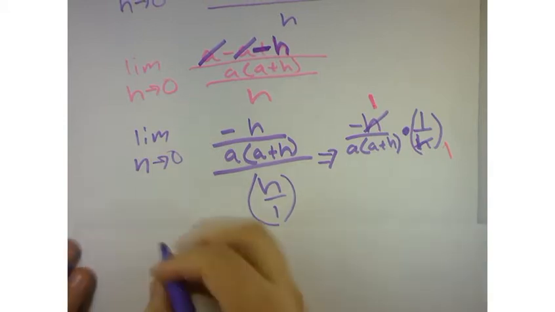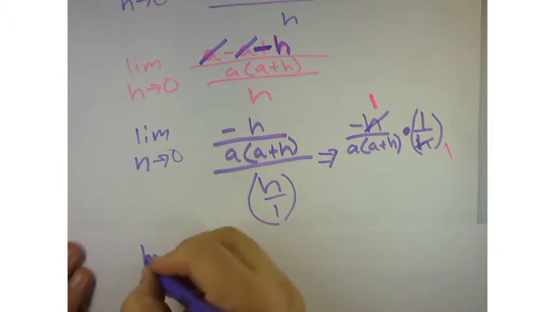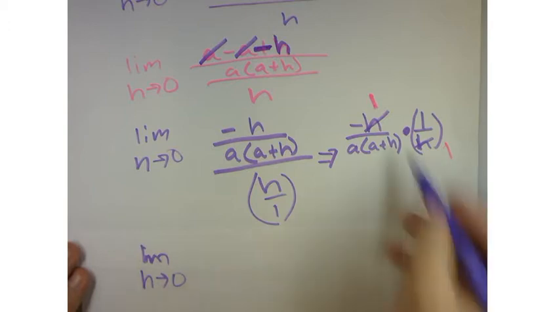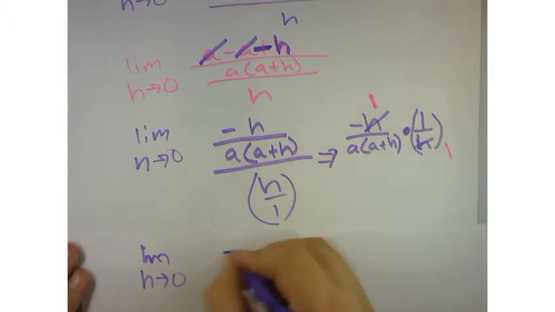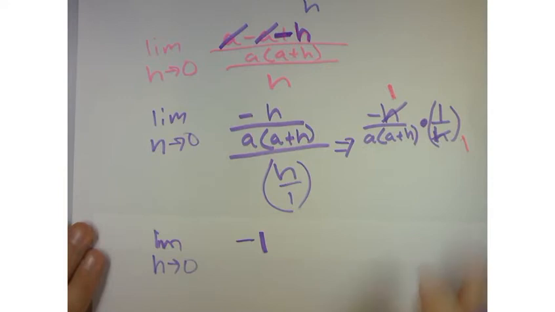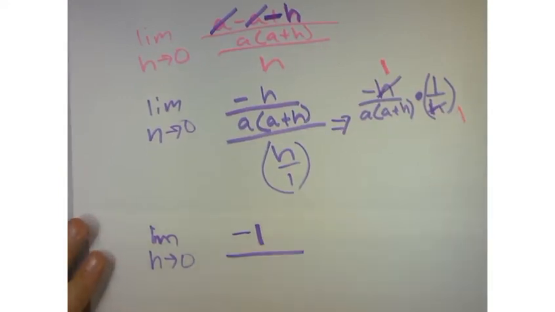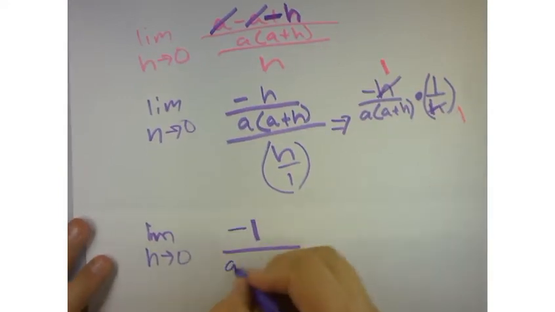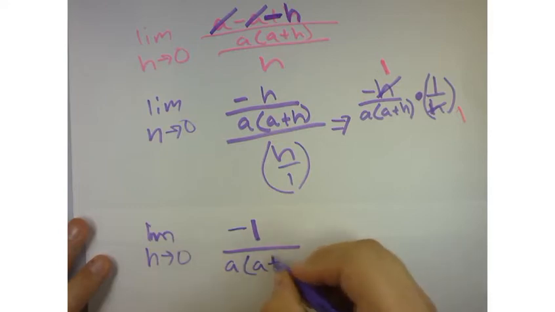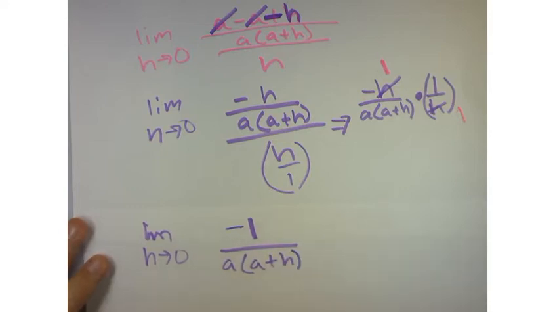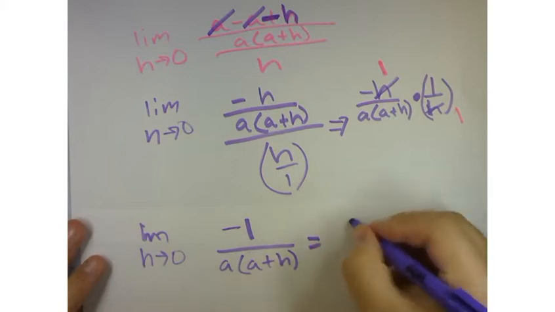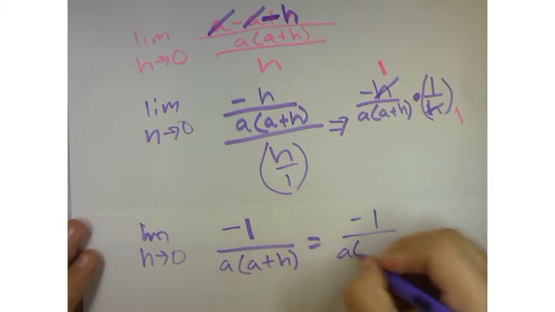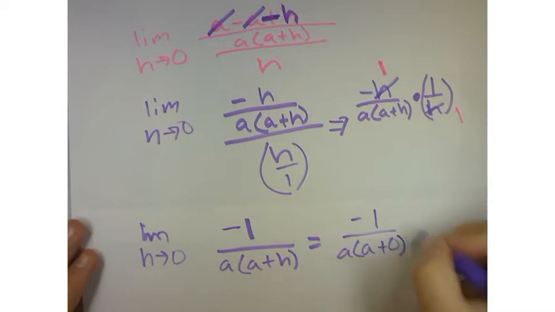So what we're going to do now is we're going to take the limit of, if it's a negative one? It's a negative 1, yep. Oh, okay. So we take the limit of this function as h approaches 0, but we're going to end up with negative 1 times 1 is negative 1 on the top. And then that will be over a times the quantity a plus h. We can find out what that is by plugging in the 0 for h, and I've got a times a plus 0, or negative 1 over a times a, which is just negative 1 over a squared.